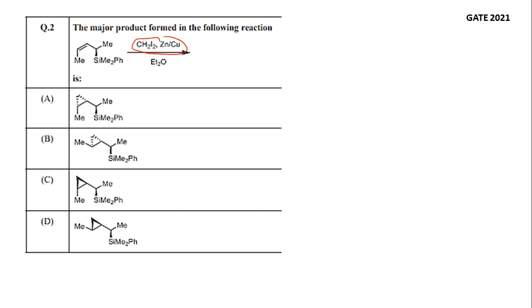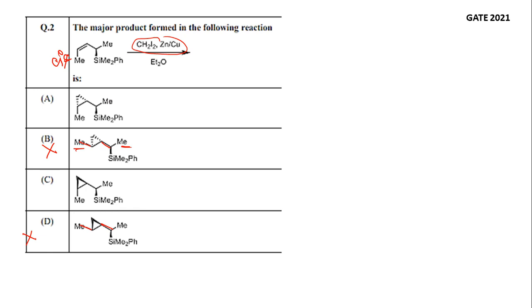Now in the Simmons-Smith reaction, if you look at the geometry of this C=C double bond, it is cis. Cis and trans geometry are always maintained. So in the product there will obviously be a cis structure, not trans. On that basis, you can cancel option B, because these two are trans to each other, that is this bond and this bond. And this one is also trans, so B and D you can cancel.